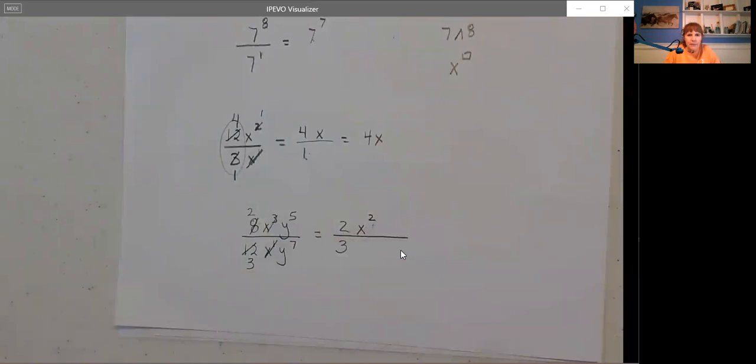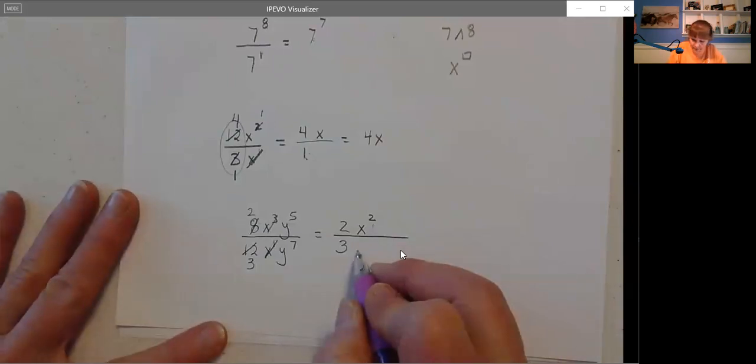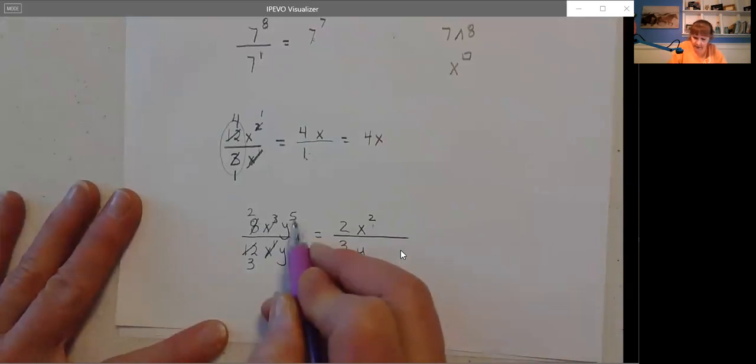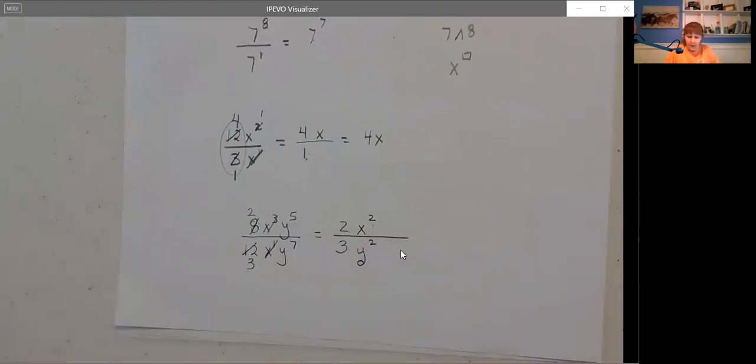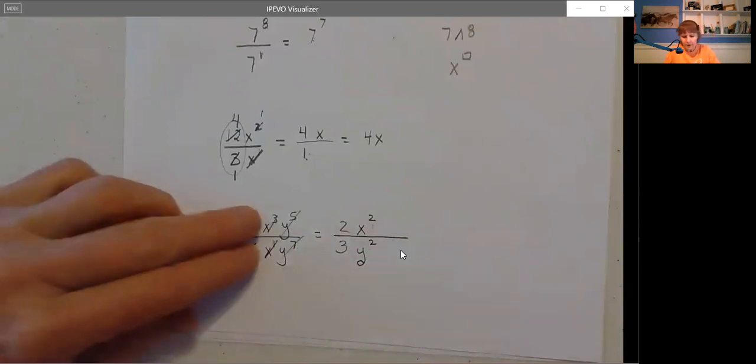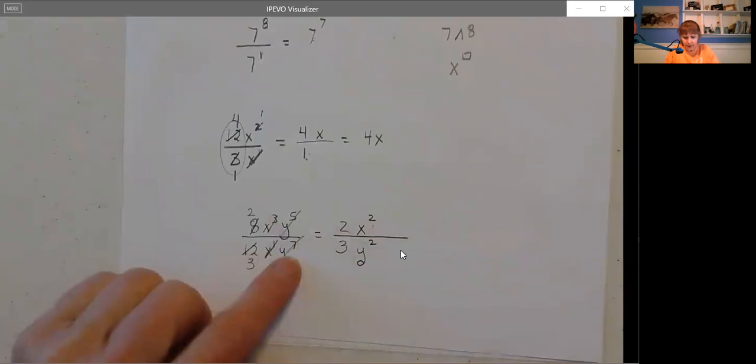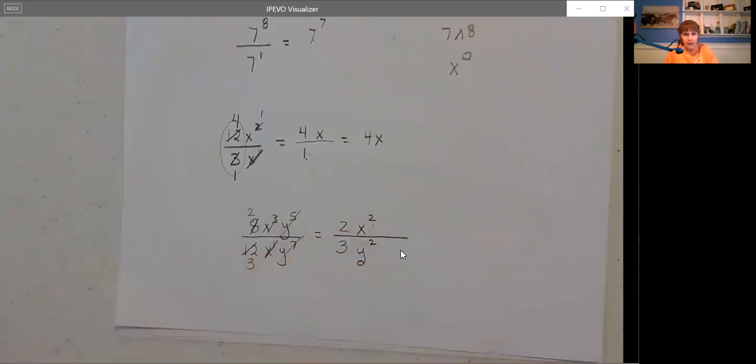Subtracting exponents, the y's. Well, obviously we have more y's in the denominator. 7 minus 5 is 2. All right. And I reduce those by subtracting their exponents. Okay, so there's our second rule. So in multiplication, we add exponents. In division, we subtract exponents and put them wherever the largest one is. And we're going to come back to this idea in a minute with negative exponents.